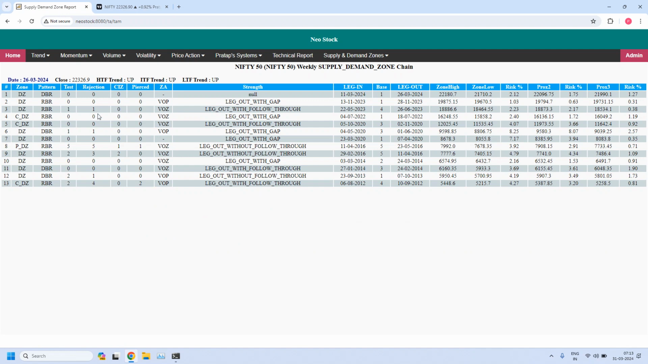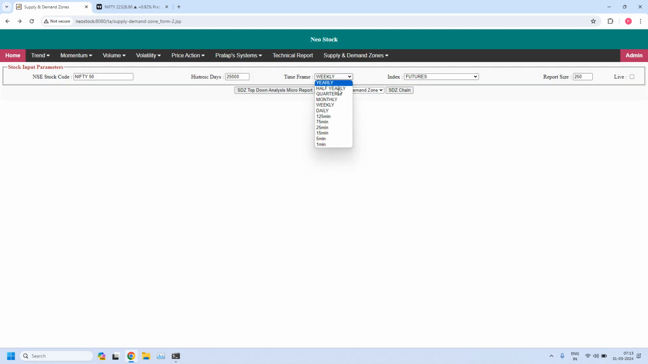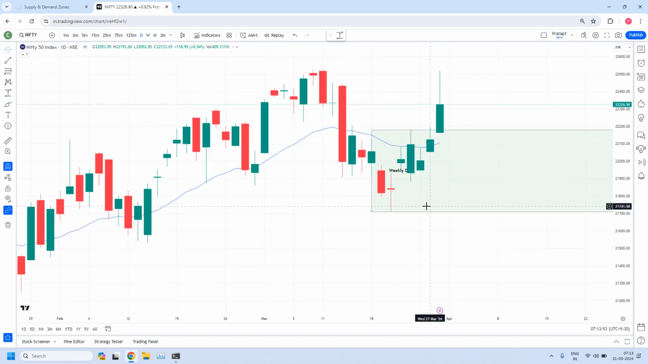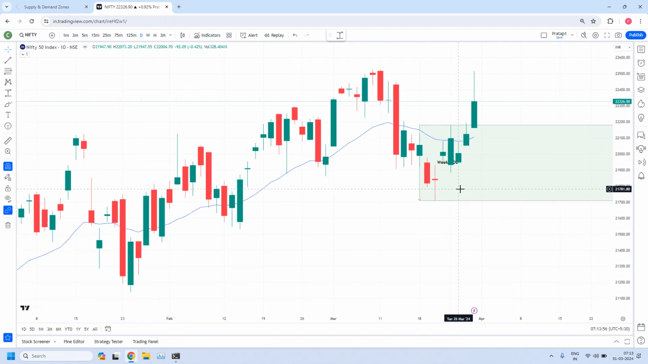Okay, now let's move on to the next time frame, daily time frame. Let us generate the chain, daily chain, supply demand zone chain. So even before it generates, let us change the time frame to daily. See here, what happened during this week? From this zone here we have a bear trap, bull trap that pushed the prices during last Friday.